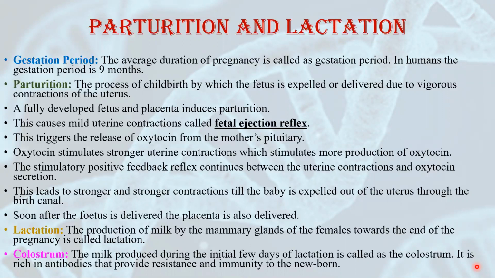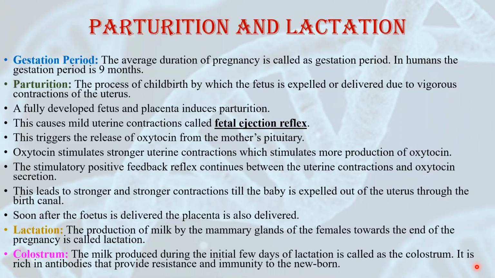Parturition means the process of childbirth by which the fetus is expelled or delivered out due to vigorous contractions of the uterus. There will be contractions of the uterus because of which the child will be pushed downwards and it will come out from the cervix and the vagina.